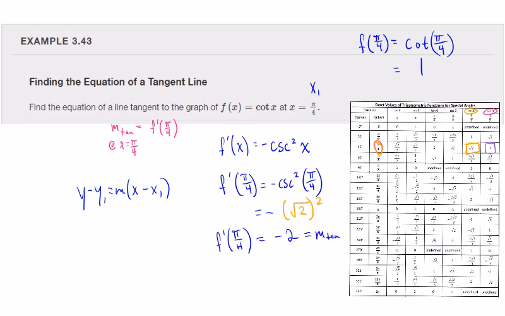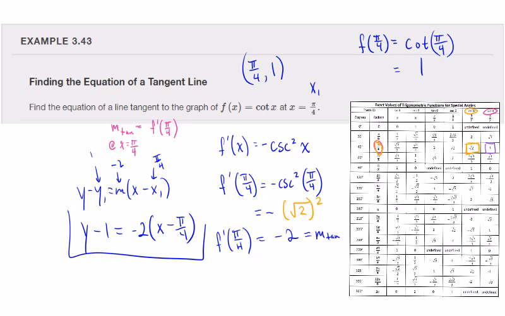Okay, so our coordinate point is pi over 4 for x and 1 for y. So we can plug in pi over 4 for x, we can plug in 1 for y, and we can plug in negative 2 for the slope, for m. So we're going to get y minus 1 equals negative 2 times x minus pi over 4. And that's the equation of our tangent line.